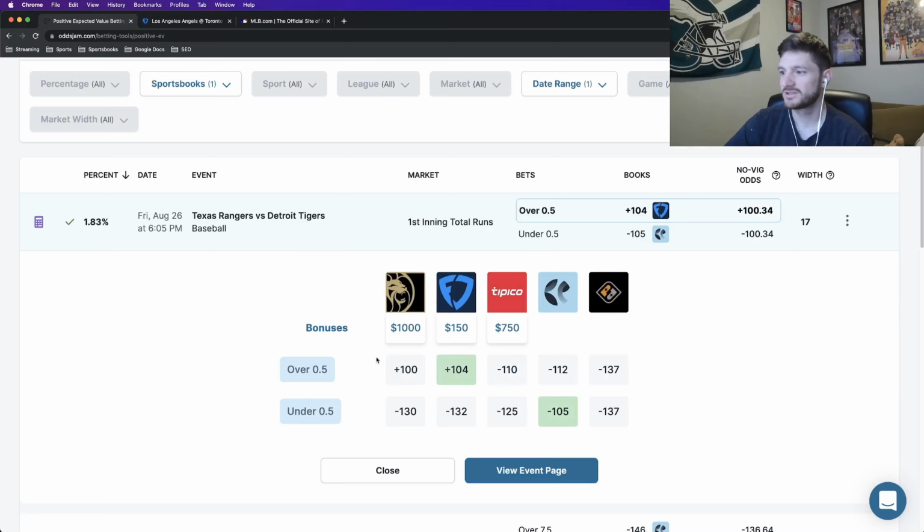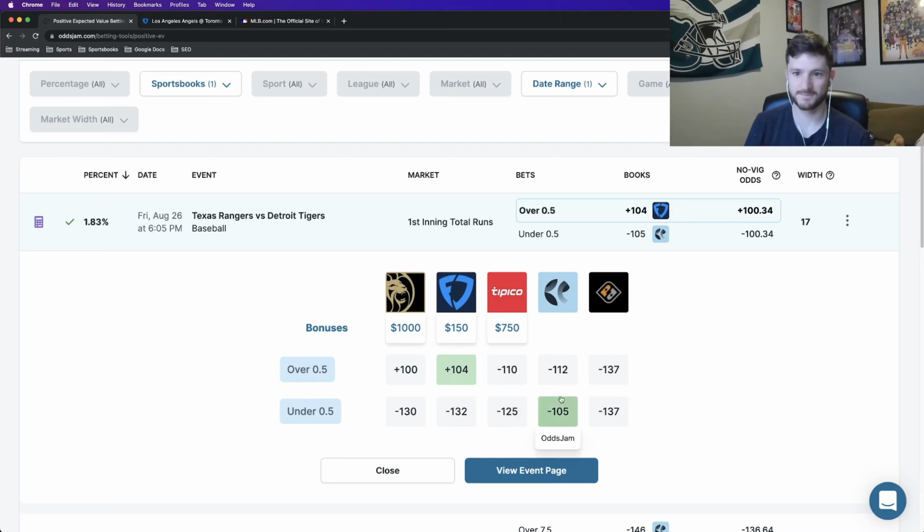And then I like this one because when you compare it to every other book, BetMGM is a little close at plus 100, but Tipico minus 110, the OddsJam line, which is the sharpest line in the world, at minus 112. All in all, this equates to a profit margin of about 1.8%. And this profit margin takes into account other sportsbooks, not just the OddsJam line.